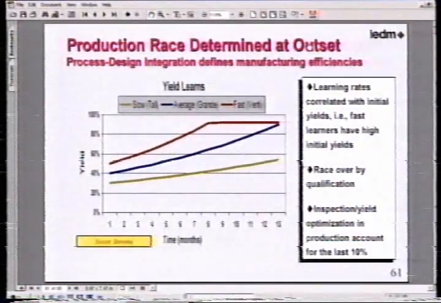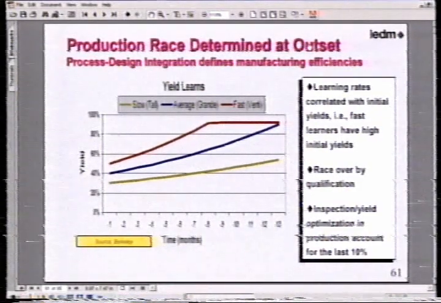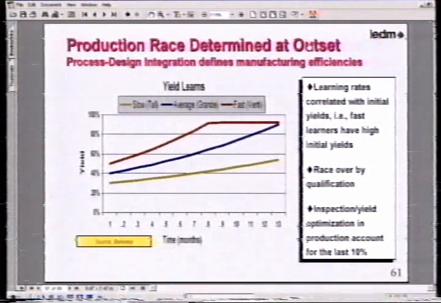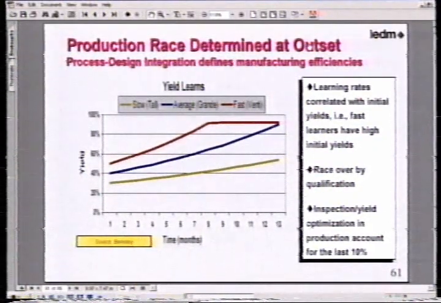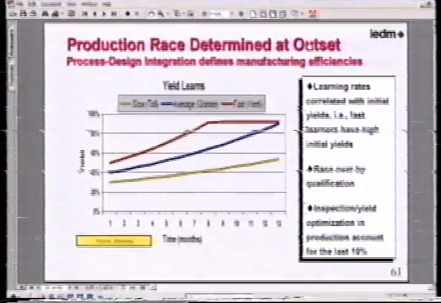I'm going to summarize here with a yield ramp and sort of a culmination of all the things that we have talked about. What we find is that if you look at the Berkeley study on yield ramps, for example, you'll find that the yield ramp correlates pretty well with the initial yield condition at production. In fact, what I've been saying a little bit earlier is that the race is really over by qualification. If you have not taken care of yield and reliability early on and started with a decent yield in the beginning, you're not going to ramp up well.